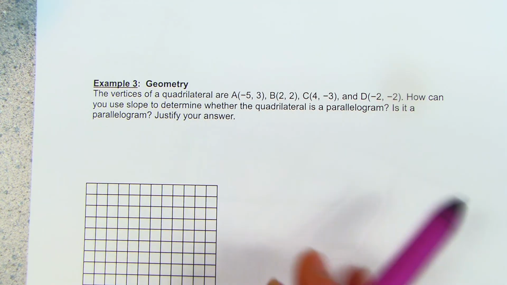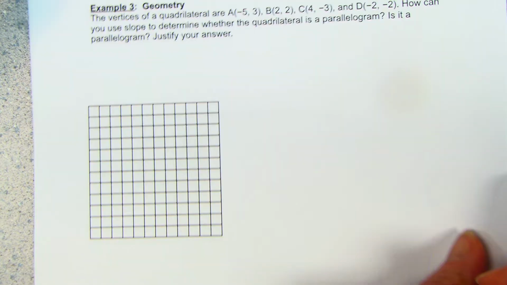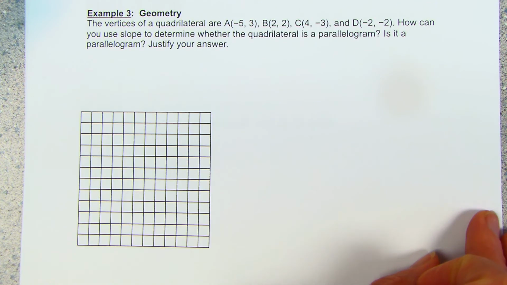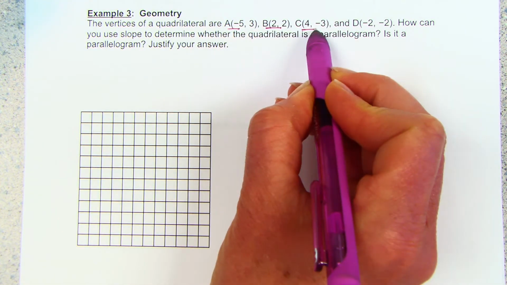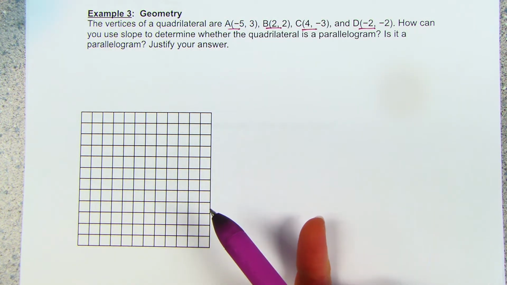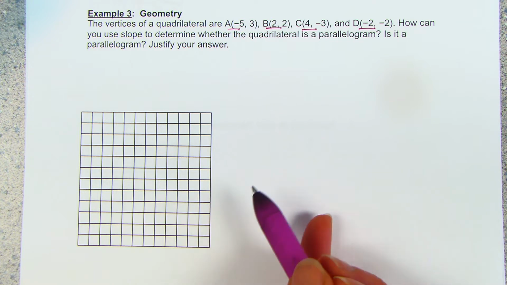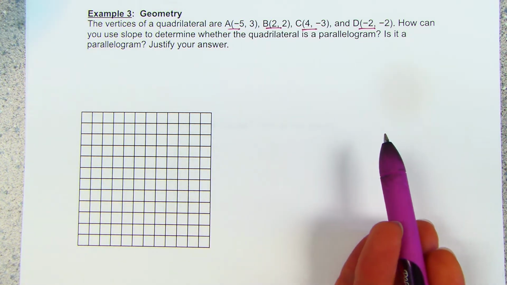All right, now we have a little geometry one. See, it's this one little problem, and then it just goes on and on. Okay, the vertices of a quadrilateral are these. And how can you use slope to determine whether the quadrilateral is a parallelogram? Is it a parallelogram? Justify your answer.